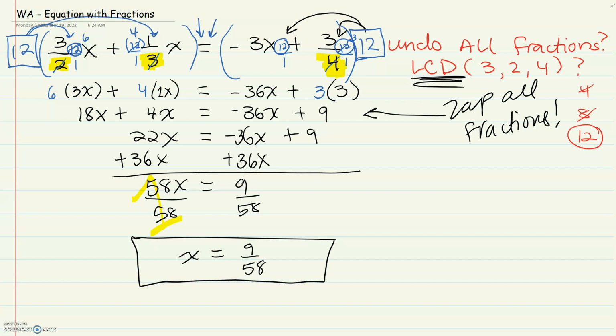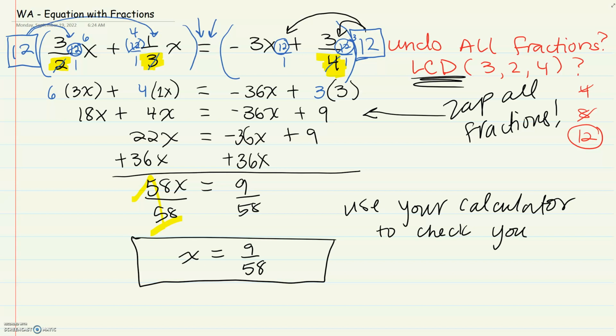And before you box that answer, you should use your calculator to check your answer. Okay, meaning put 9 over 58 back in for your x up in the original equation, and then do the calculation. Make sure that 9 over 58 will give you a true statement.